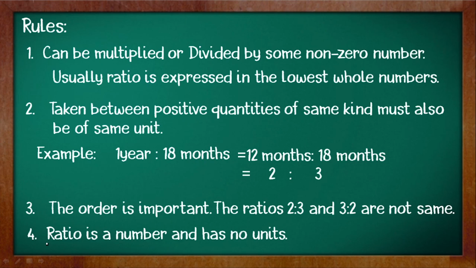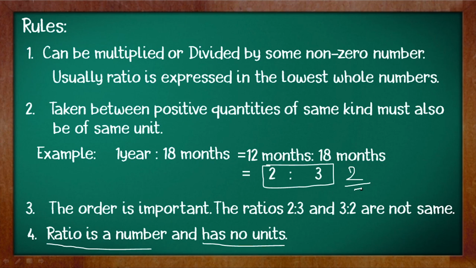And the most important thing is that a ratio is a number and it has no units. Okay, so here we got a ratio 2:3 and it is just a number. There is 2 and there is 3, or you can say it is 2/3. It is just a number. It has no units. It is not months, it is not years, it is just 2/3. It is a ratio and it is just a number. Okay, these are the few important rules that you must remember while solving ratio.